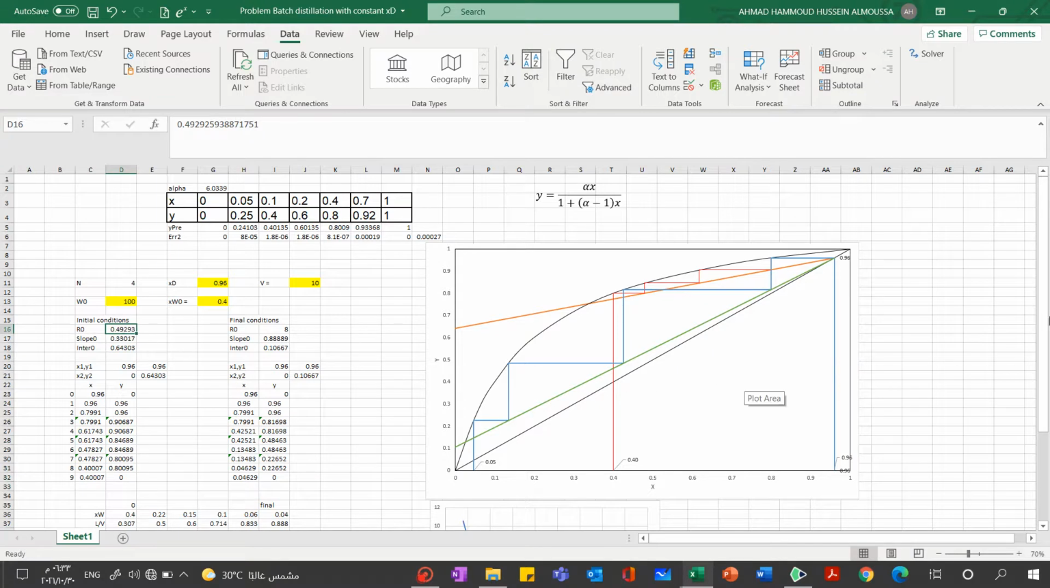Then from this, the slope will be calculated spontaneously from the Excel sheet itself, because the code is like this. It will take r over r plus 1 and calculate it spontaneously. And also the intercept by itself: it will take the value of xd minus slope multiplied by xd also.